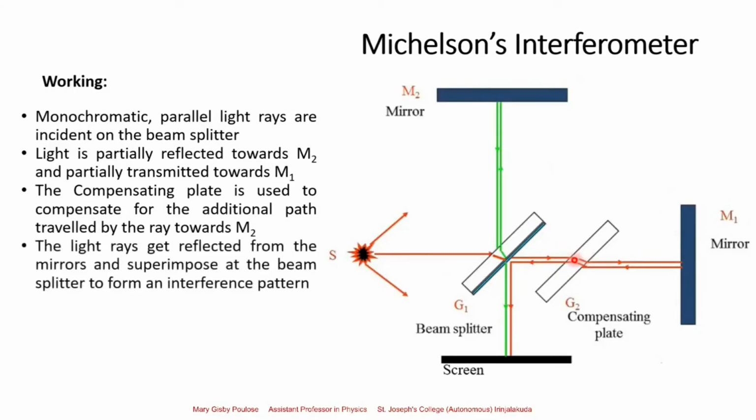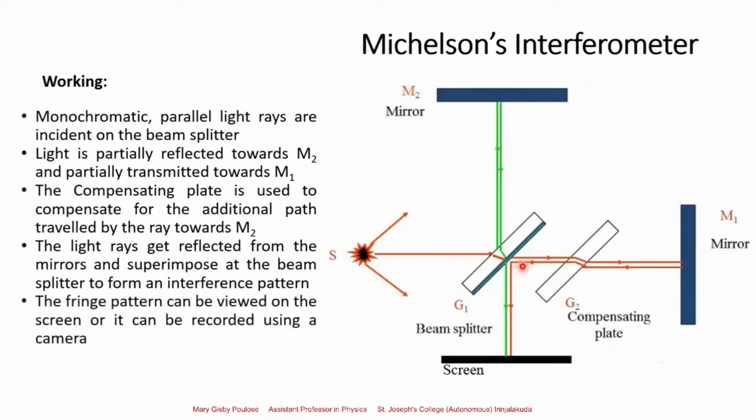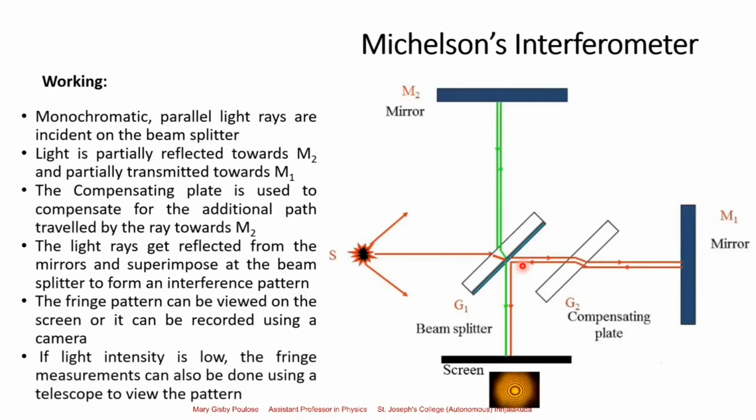The light rays get reflected from the mirrors and superimpose at the beam splitter to form an interference pattern. The fringe pattern can be viewed on the screen or it can be recorded using a camera. And this will be the nature of the fringe pattern. If the light intensity is low, the fringe measurements can also be done using a telescope to view it.